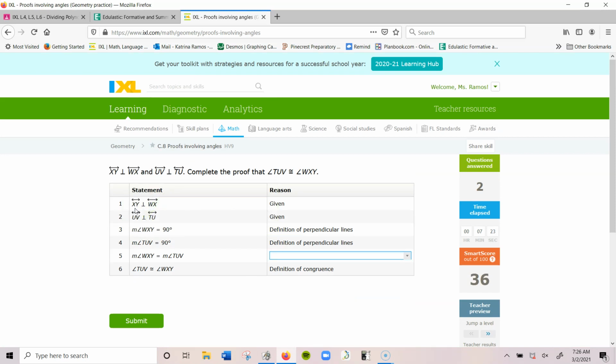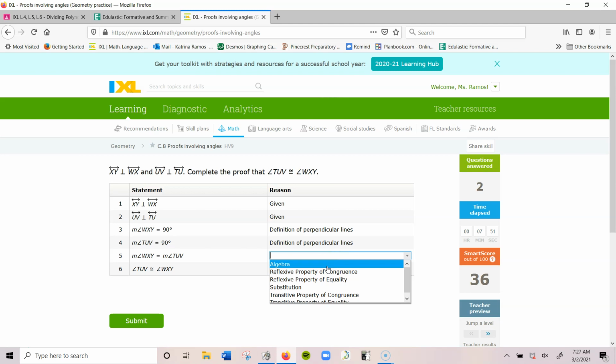Okay, here we are told that XY is perpendicular to WX and that UV is perpendicular to TU. That means that angle WXY is equal to 90 and angle TUV is also equal to 90. Therefore, these angles would equal each other, because they are both equal to 90. So let's look at the reasonings they give here.